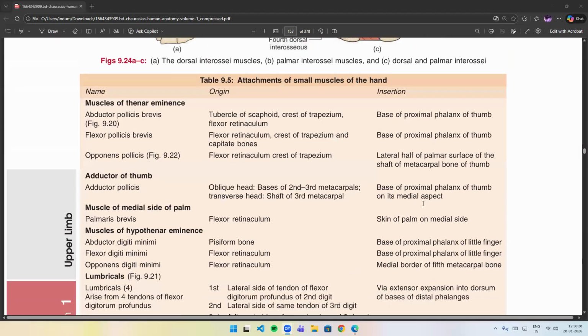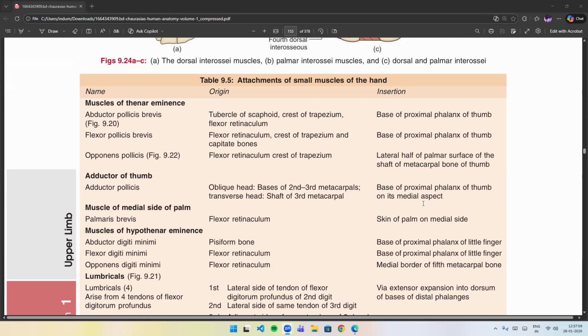Now table 9.5, and it gives us attachments of small muscles of the hand. So we have name, then origin, and then insertion. So first is muscles of thenar eminence. Abductor pollicis brevis, figure 9.20. Origin: tubercle of scaphoid, crest of trapezium, flexor retinaculum. Insertion: base of proximal phalanx of thumb. Flexor pollicis brevis. Origin: flexor retinaculum, crest of trapezium, and capitate bones. Insertion: base of proximal phalanx of thumb.